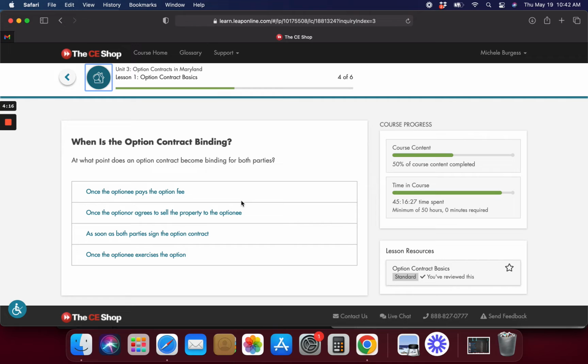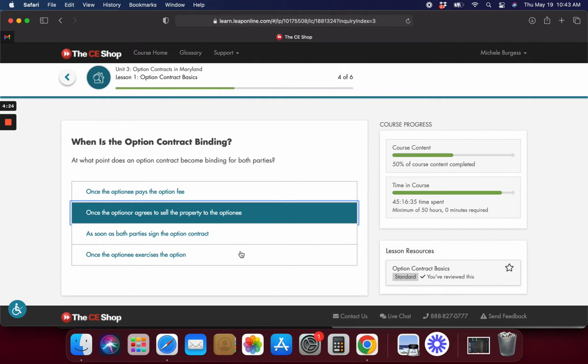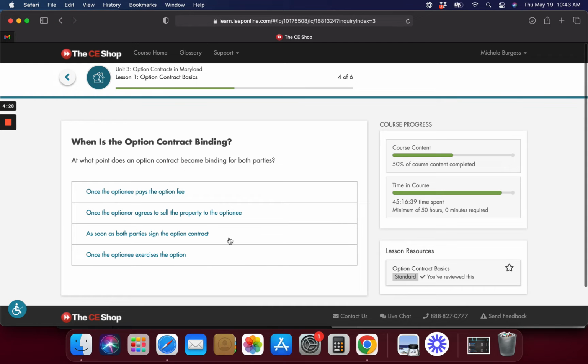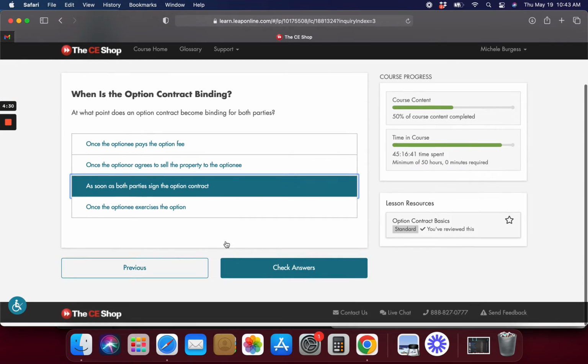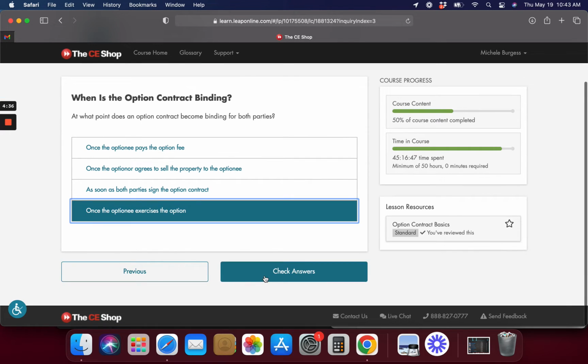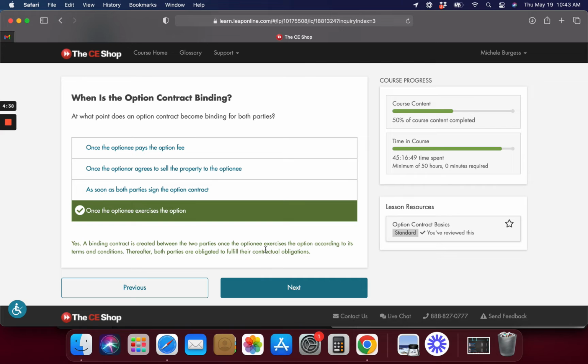All right, at what point does an option contract become binding? When the optionor agrees to sell the option? No, that has to happen first. As soon as the parties sign? No. Once the optionee exercises the option? Okay. Once the optionee, the buyer, exercises that option.